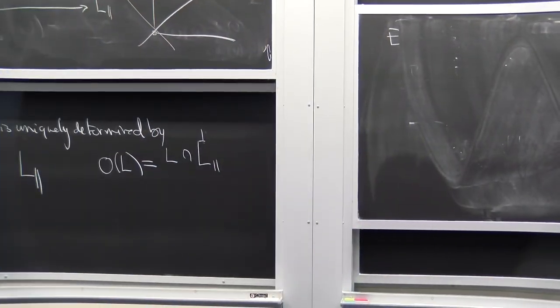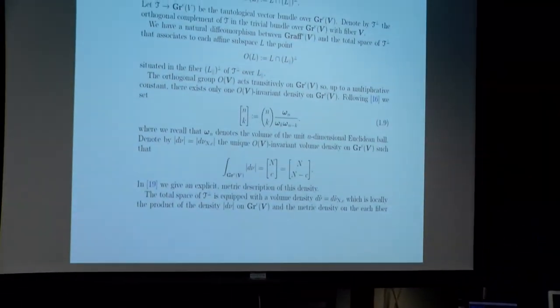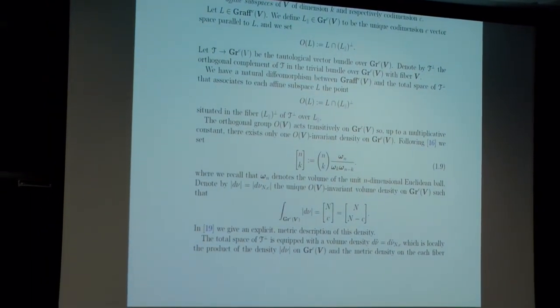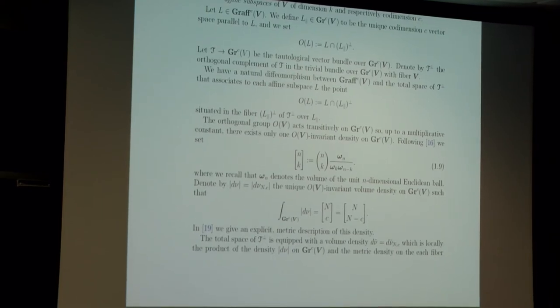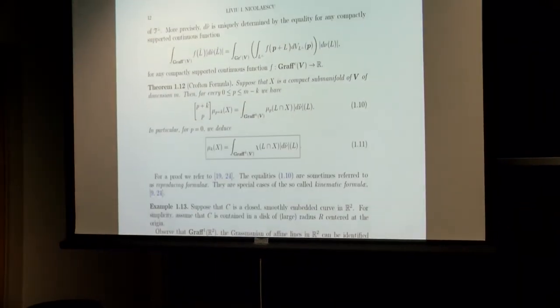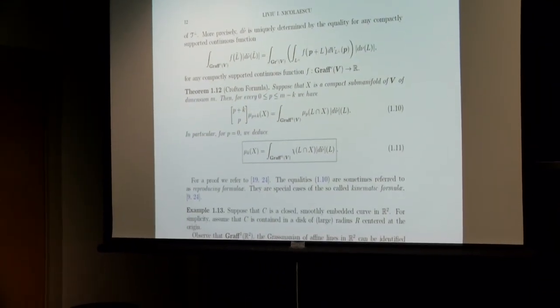Okay, so I will define these numbers. They're called flag coefficients by Giancarlo Rota. And the normalization is I pick the invariant measure so that the total measure of the Grassmannian is this number. Okay, I'll keep that. Now, I can define a density on the total space, and I will describe what it means to integrate on affine Grassmannians.